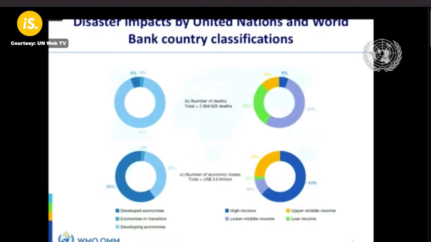And then one could say that the world is not even when it comes to the impacts of these events. The deaths have been very much taking place in less developed countries, whereas the economic losses have been highest in the developed part of the world.